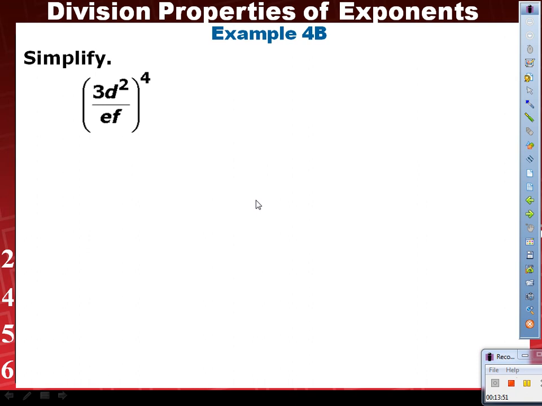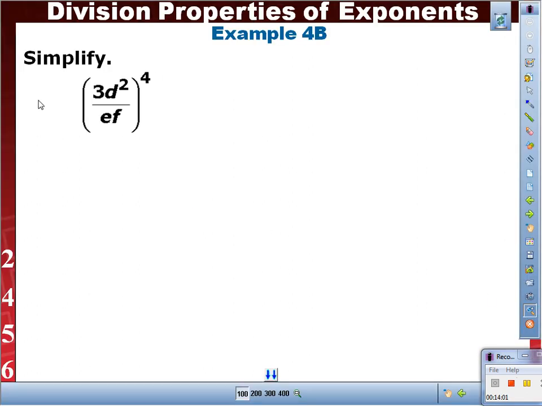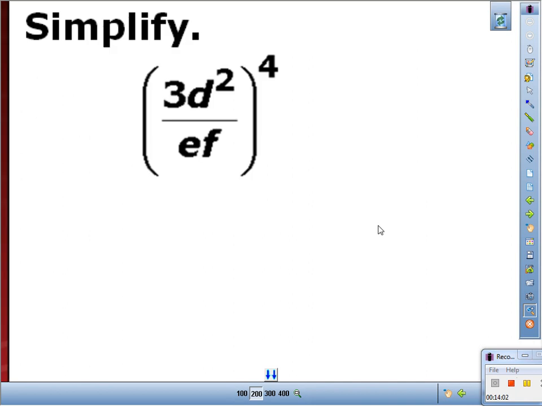Example 2b. Turn your paper over. You copy that one in the back. Example 2b reads, simplify. Let me zoom in for those that can't see from back there. There it is. Simplify. In parentheses, we have 3b squared over EF. Close parentheses, raised to the 4th power. I'll give you about 30 seconds to see if you can do that by yourself.